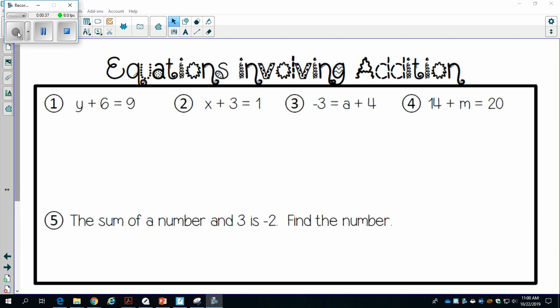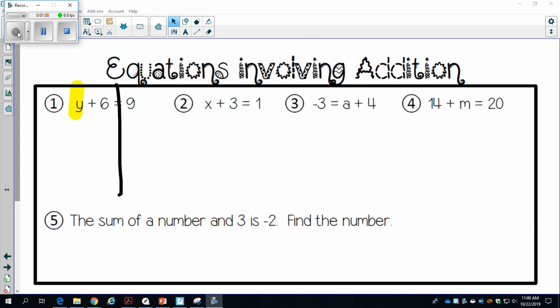All right, let's look at the first equation. We have y plus 6 is equal to 9. So we're going to go ahead and start working with this problem. Just like with the models, what we're trying to do is isolate our variable. So we're trying to get y by itself. And so I'm going to draw a line down here to represent both sides of the equation.